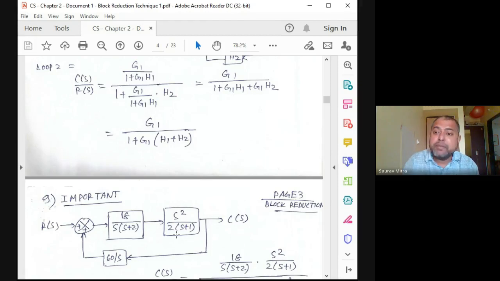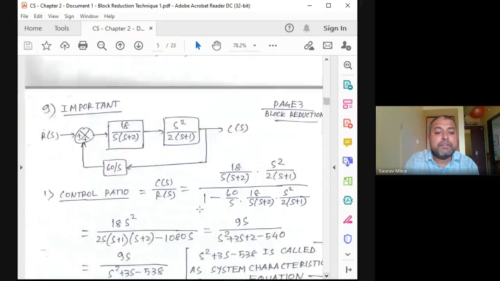And what is the feedback? Feedback gain is 60 by s, and you find that the feedback is positive. That means the denominator will be 1 minus G(s)H(s). So you can write C(s) by R(s) directly as G(s) divided by 1 minus G(s)H(s). What is G(s)? 18s square divided by s into s plus 1 into s plus 2 into 2. So this is the G part, and the same G you can find here.